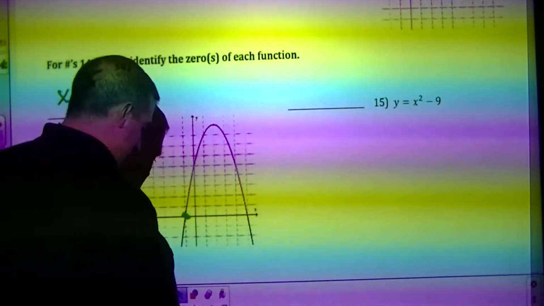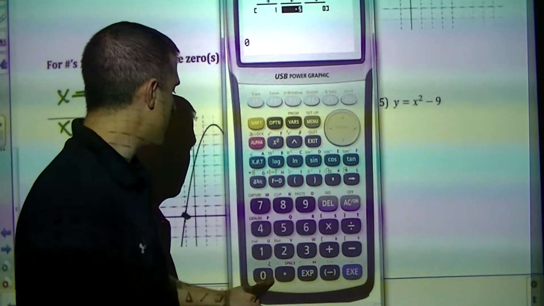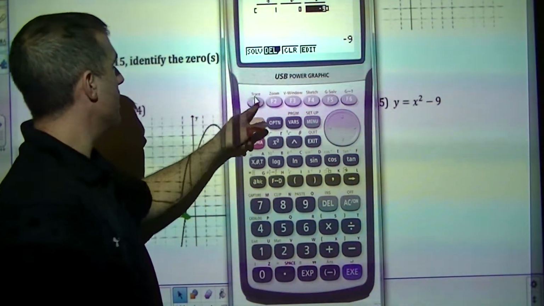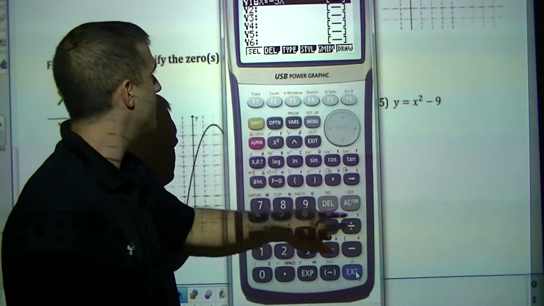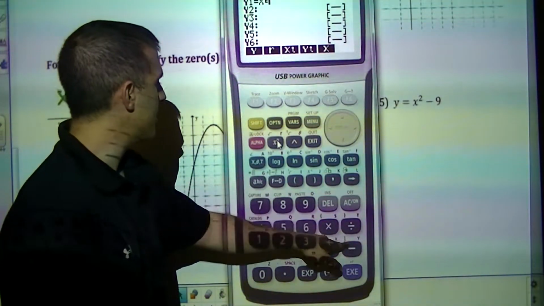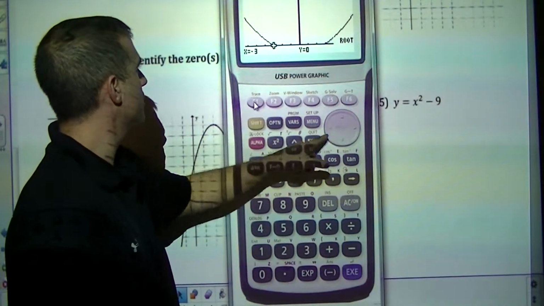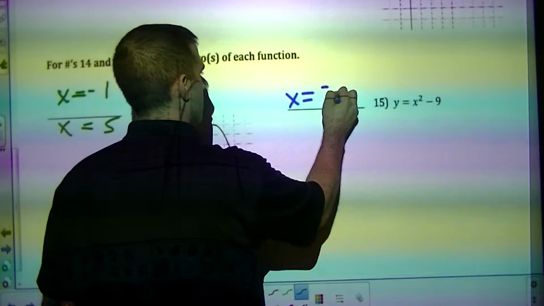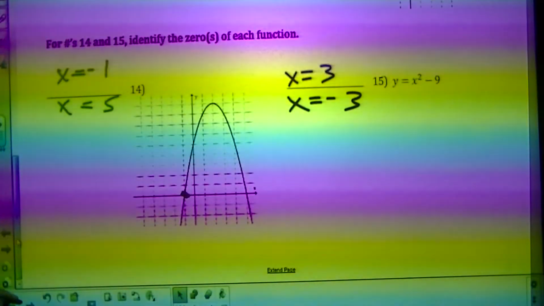Okay? You can either graph this next one, or I can do 1, 0, negative 9, because there is no x term. And I would get these solutions. You can also go into graph. I got x squared minus 9, draw, G-solve, root, x equals negative 3, x equals 3. Either answer is acceptable. Either way of doing it is acceptable. I think that's all on that page.